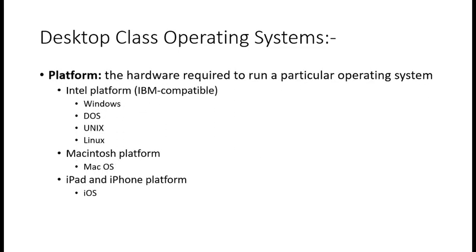For the desktop we have the platform, where we have the hardware devices, and these hardware devices are required to run a particular operating system. So there are different types of platforms: the Intel platform, then the Macintosh platform, and then the iPad or iPhone platform. In the Intel platform we have Windows, DOS, and Unix or Linux. In the Macintosh platform we have the Mac operating system, and in the iPad or iPhone platform we have iOS.